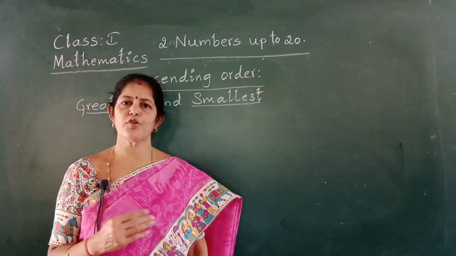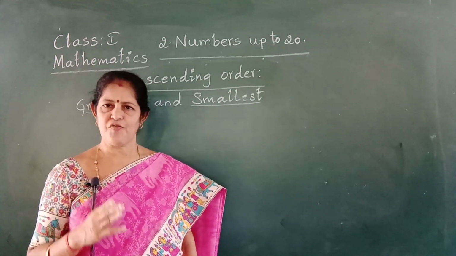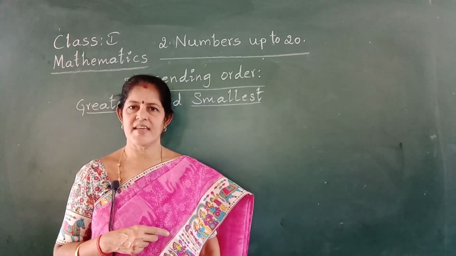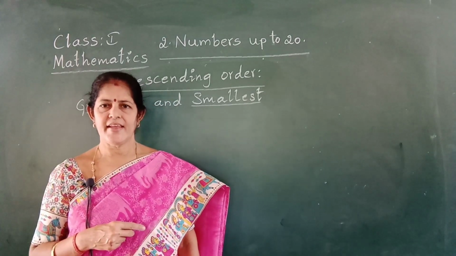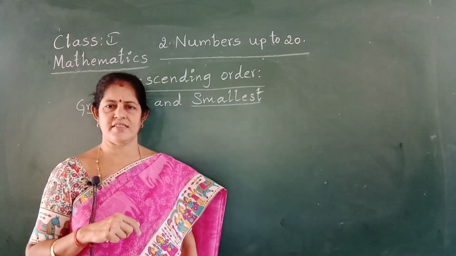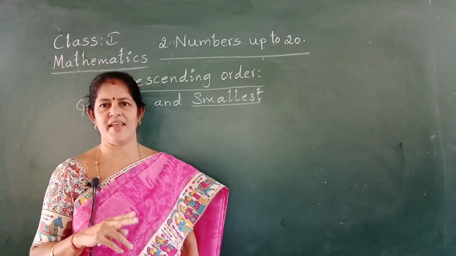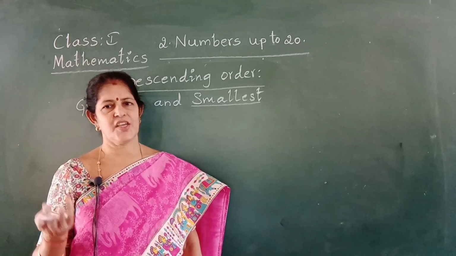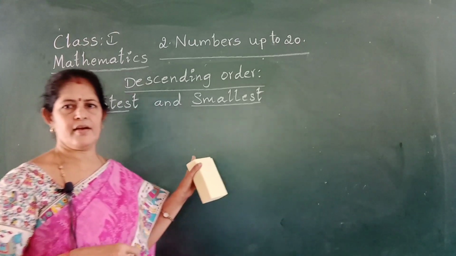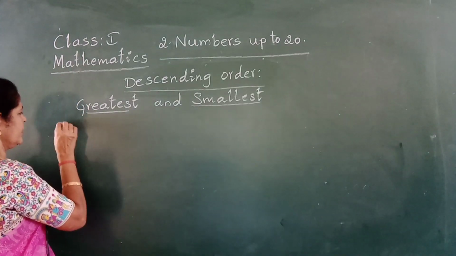In this chapter, we learned up to 20 only. That's why we have to practice 11, 12, 13, 14, 15, 16, 17, 18, 19, 20. 20 means 2 tens. 10 and 10 make 20. 2 tens and 0 ones. Okay, that is going to place value. Shall I write examples? Okay now.